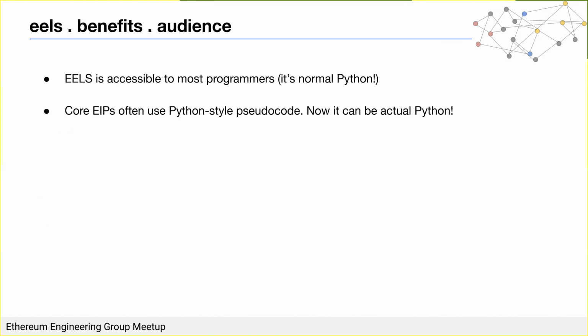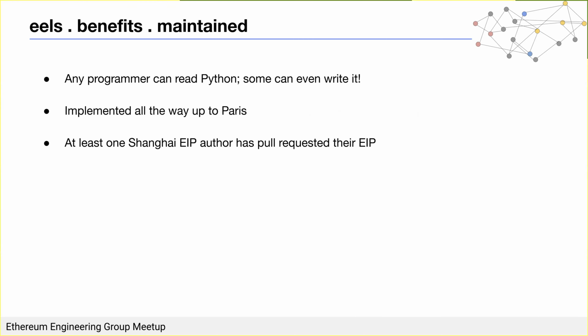It's maintained. It's much easier to find a Python programmer than it is to find somebody who understands the yellow paper. We were implemented all the way up to Paris, and we actually have some of the Shanghai EIPs implemented by the Shanghai EIP authors, which is great. That means it's easy enough for people to come and contribute. And again, that's really the goal. We want this to be the most accessible, the most readable, the most approachable place for Ethereum specifications. We want anybody to be able to participate.